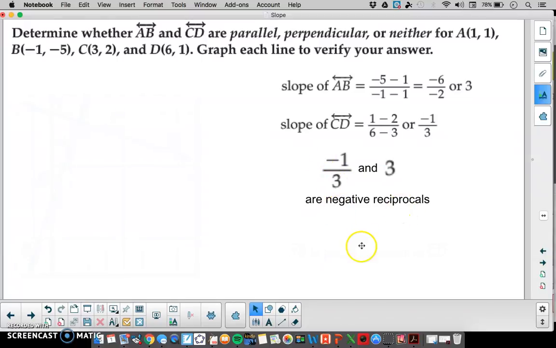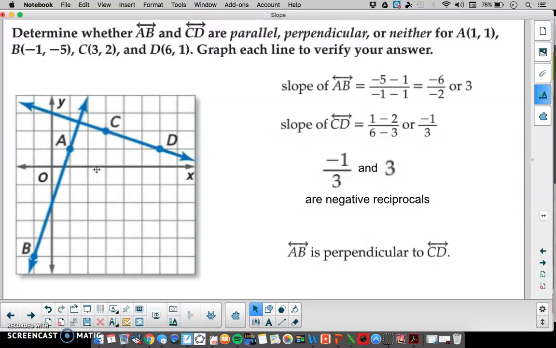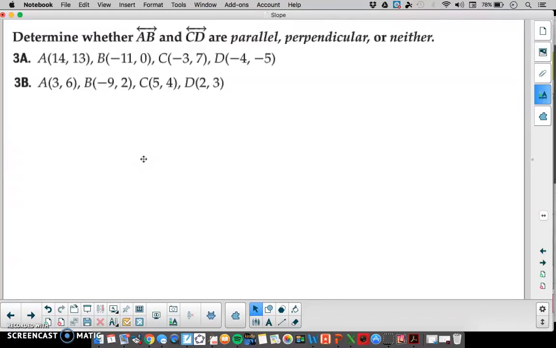Because they are negative reciprocals, we can say that line AB is perpendicular to line CD. And we can see that from the picture also how we would be able to verify that. We would be able to count those slopes using rise over run and get the same slopes of negative 1/3 for line CD and positive 3 for AB. Okay, here's a couple of examples for you guys to try to determine whether lines AB and CD are parallel, perpendicular, or neither.